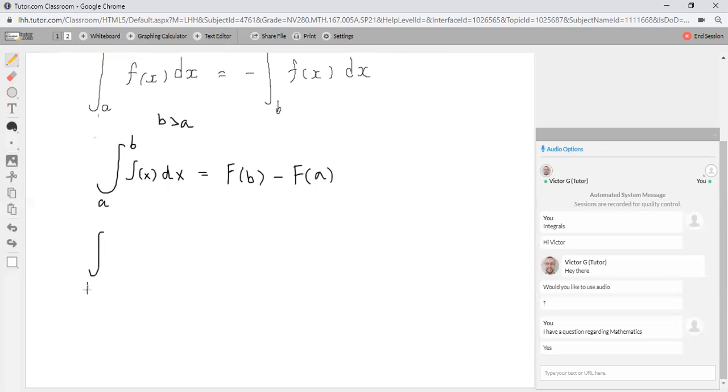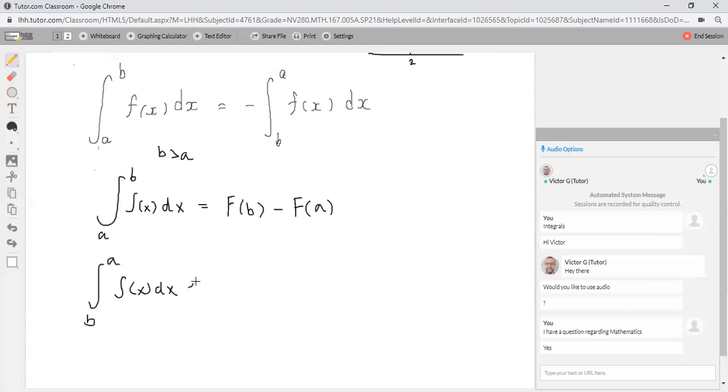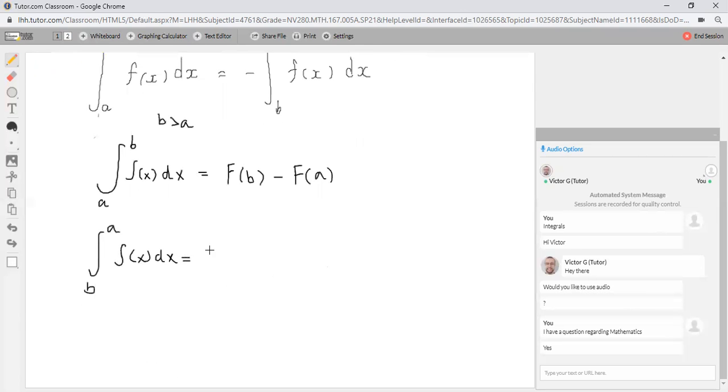Correct. But I think when they're reversed, we're actually talking about F of A minus F of B, right? Which would be negative. Yeah. So they factor out a negative sign. Yeah, I think so. And that is the reason.